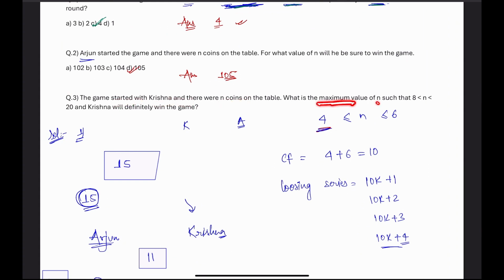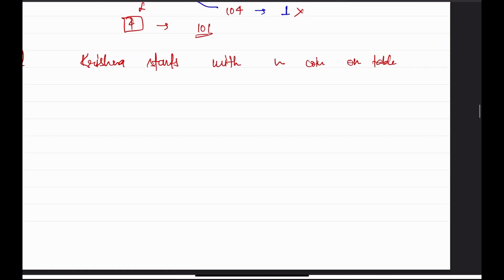Krishna starts and there are n coins on the table. What is the maximum value of n such that n should be greater than 8 and less than 20, and Krishna will definitely win the game? So the question is, what is the maximum value of n, such that Krishna will definitely win?